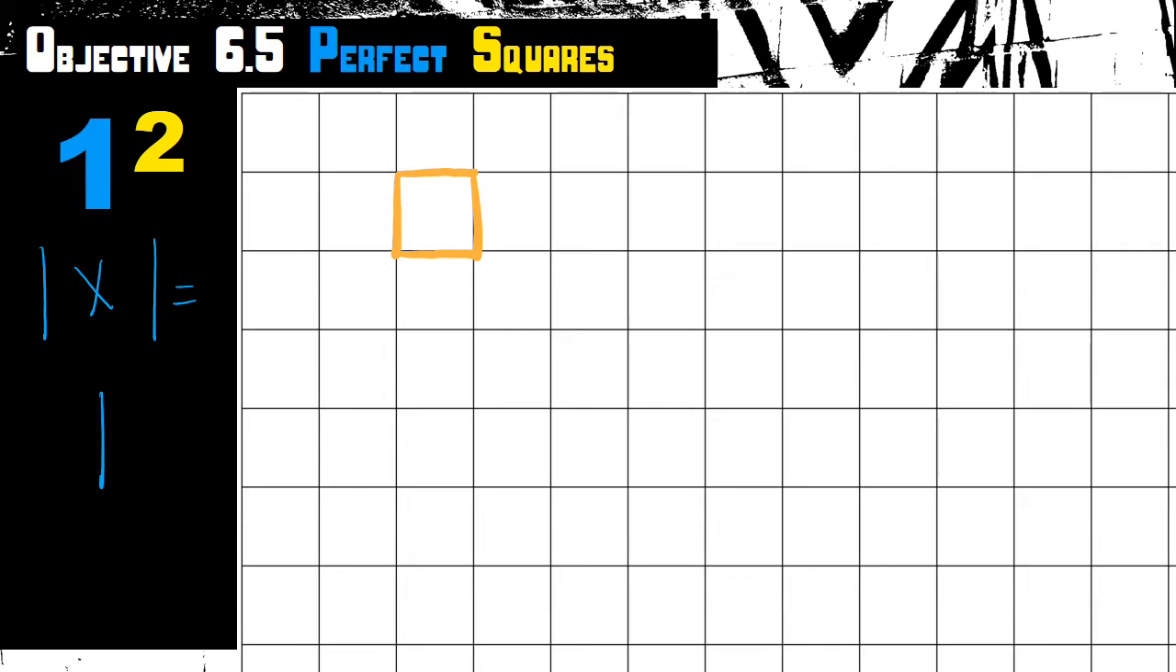We're going to label our sides 1 and 1, because when we find the area of this square, it's going to tell us that the area is 1. And so we can say that 1 is a perfect square. Whatever the area is after we multiply the length times the width of the square gives us a perfect square number.